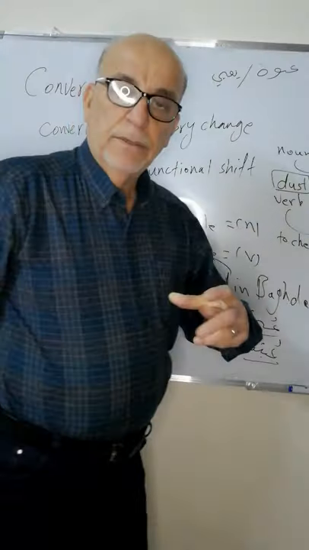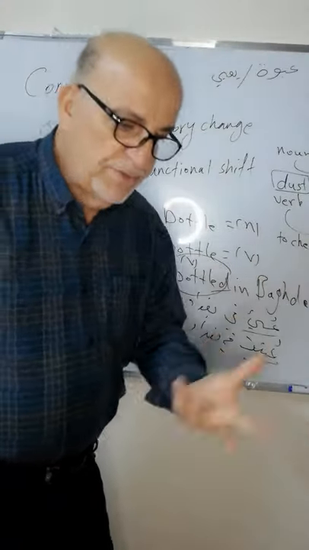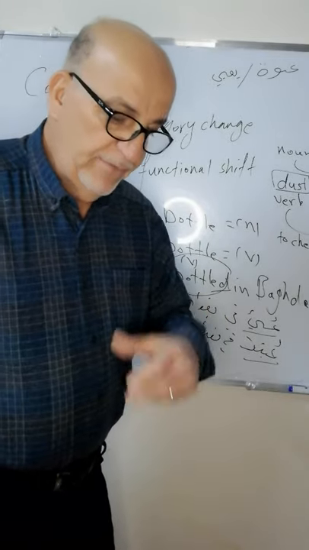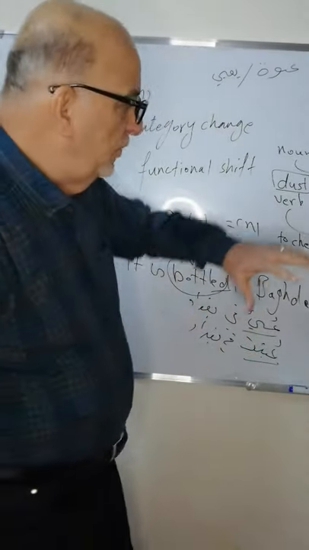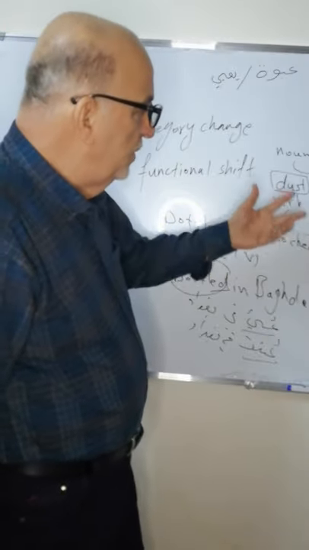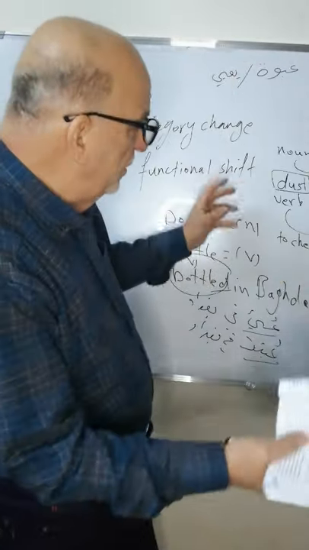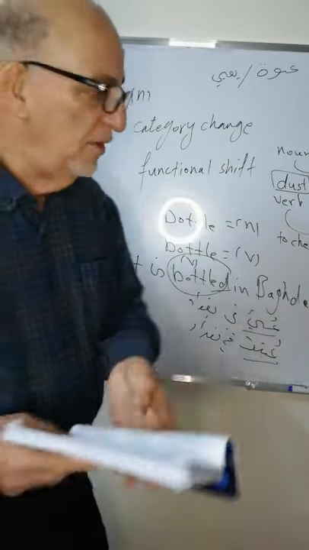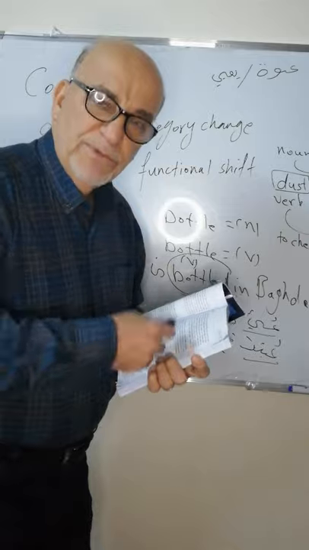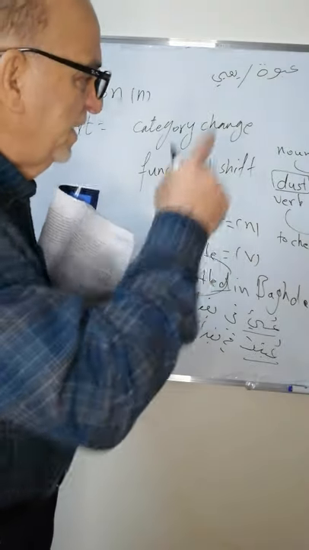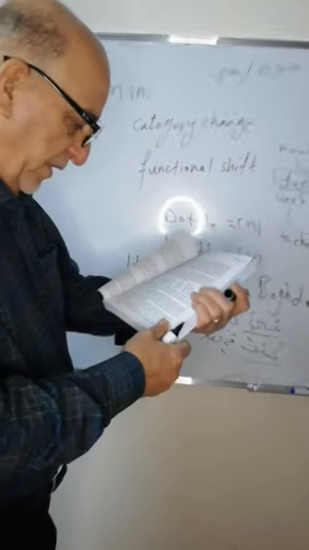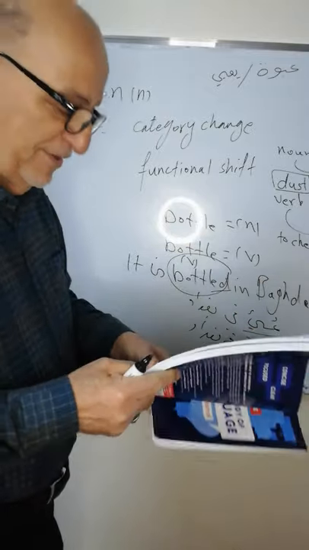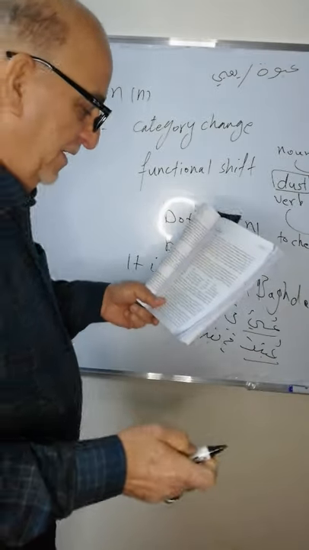So now, this way I have created a new word. I have added a new word to the language without reducing the word, without changing the form of the word. I just change the category of the word from verb to noun, from noun to verb, etc. And you have more examples in the book you can look at.